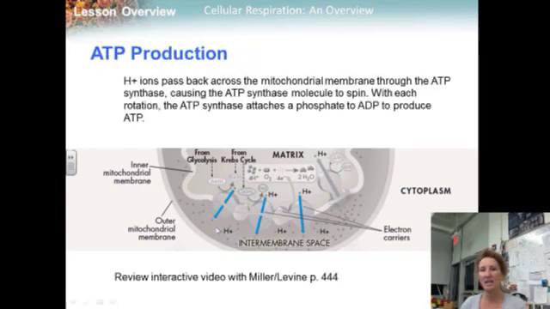So the hydrogen ions pass back across the mitochondrial membrane, right here, through the ATP synthase, these guys right here, causing the ATP synthase molecule to spin, just like photosynthesis. And with each rotation, the ATP synthase attaches a phosphate group to the ADP that was left floating around before because it was used, remember, to produce ATP. There's an interactive video on page 44, by the way.